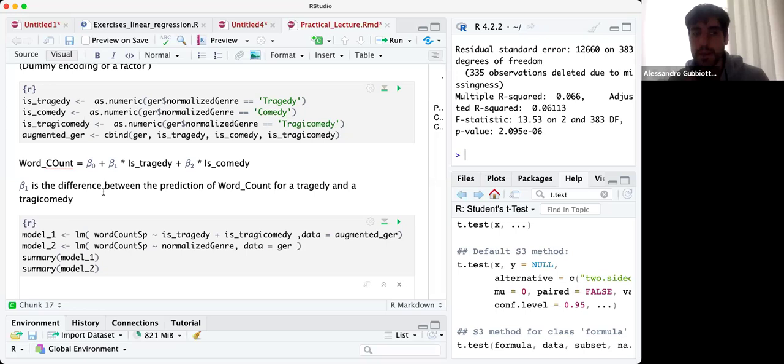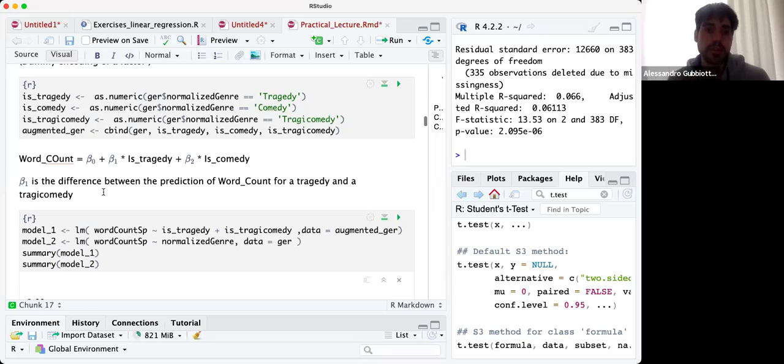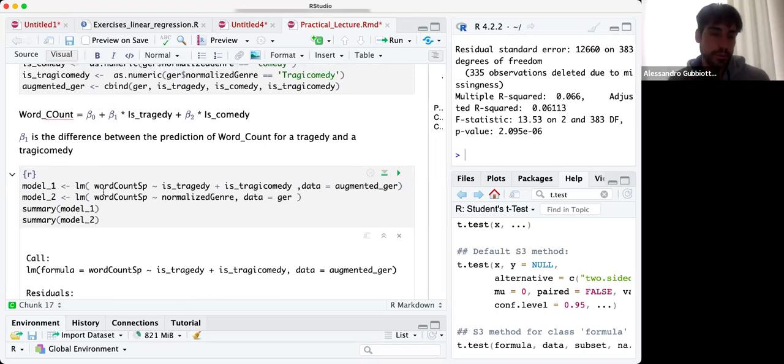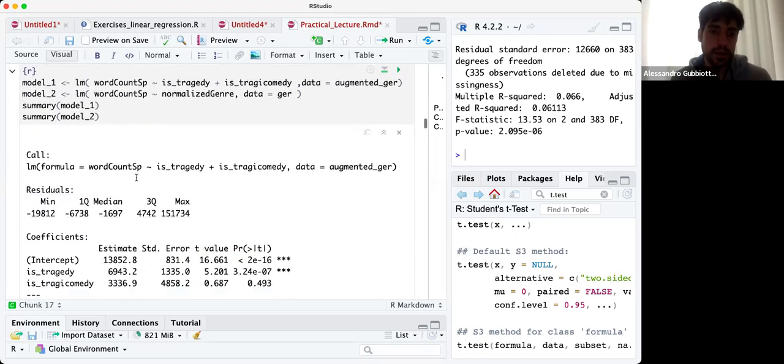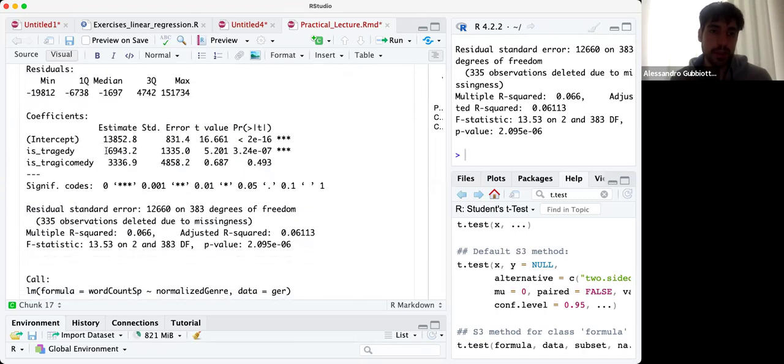The interpretation of beta 1 is like the difference between our predictions. It's like saying that the predictions are different from each other, not because of the randomness of our corpus, but because really tragedies are, I guess, longer than comedies. So let me see. Yes, the coefficient is positive, so tragedies are longer, and significantly longer. Instead, for tragicomedies, there is not enough data to say anything.